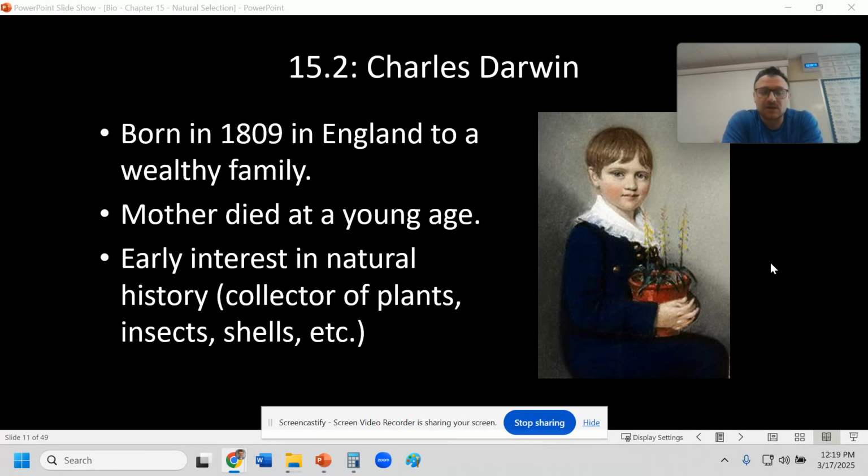Darwin also showed an early interest in history, or natural history. He was a collector of plants, insects, and shells. He liked to be outside. He liked to go on nature walks.